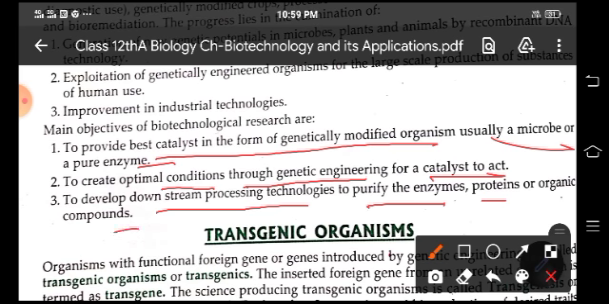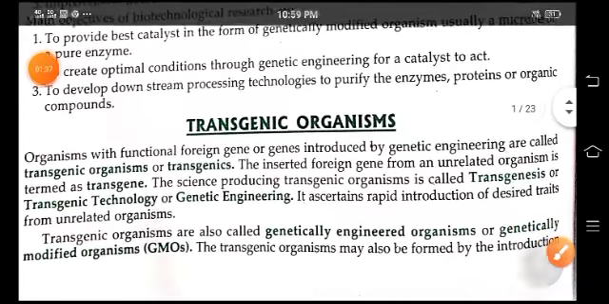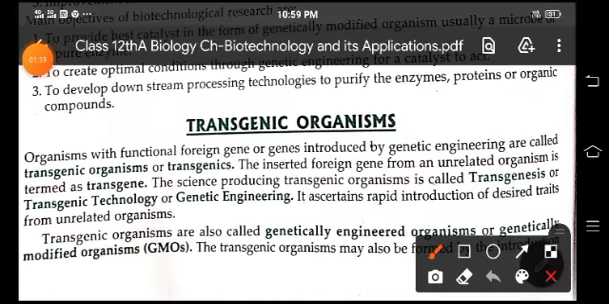Now let's move on to transgenic organisms. Organisms with functional foreign gene or genes which are introduced by genetic engineering are called transgenic organisms or transgenics. The inserted foreign gene from an unrelated organism is termed as transgene, and the science which produces transgenic organisms is called transgenesis or transgenic technology or genetic engineering.